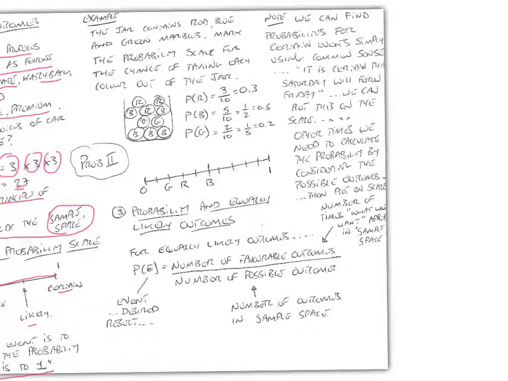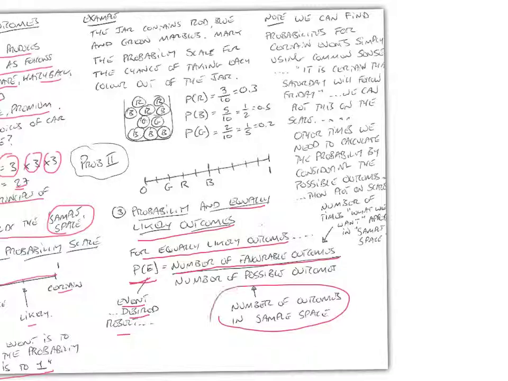Okay, and we'll just recall probability and the whole notion of equally likely outcomes. Last year we worked with the formula for equally likely outcomes from a trial. The probability of the event, or the desired result we were looking for, was equal to the number of favourable outcomes divided by the number of possible outcomes, as listed in the sample space.